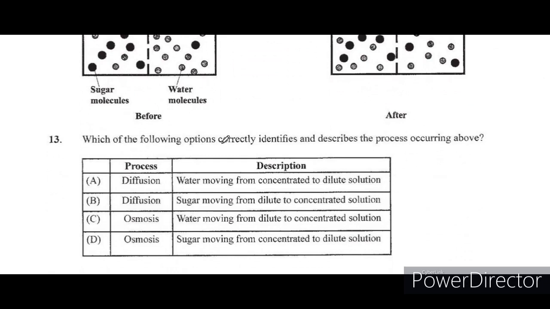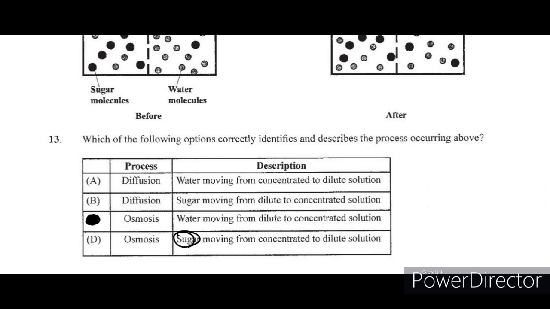So let's see what the question says. Which of the following options correctly defines and describes the process occurring above? We said it's osmosis. And I said water is moving from the dilute to the concentrated solution. So yes, C right here. And it couldn't be this because the sugar molecules don't move, it's the water molecules that move. Okay.